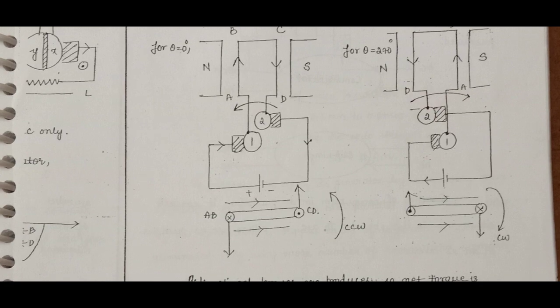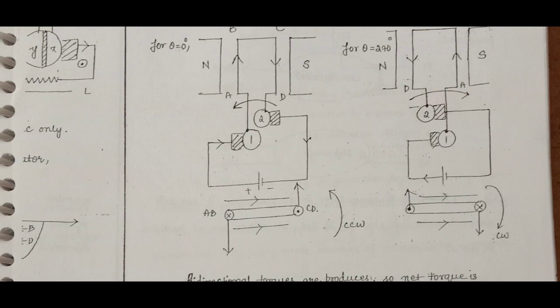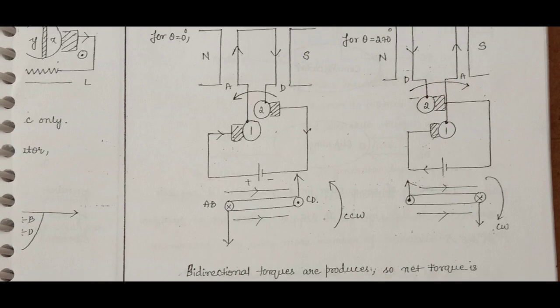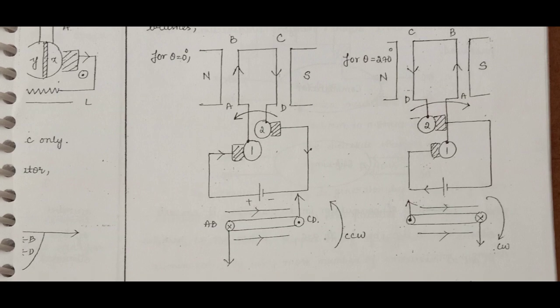So actually for a DC motor, for motoring action, under the north pole the conductor must be a cross conductor. The conductor which comes under the north pole must be a cross conductor, and the conductor which comes under the south pole must be a dot conductor, always, at all degrees. It may be 0 degrees or 270 degrees or 360 degrees or any degrees. That has to be the condition for motoring action in a DC machine, DC motor.